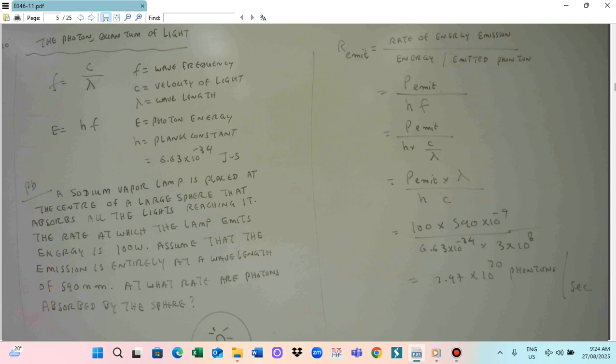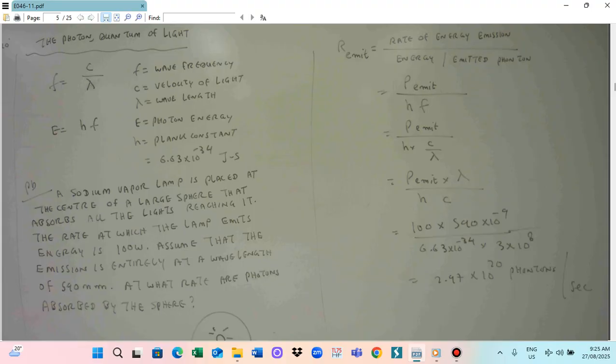So the emitted power is, as we already know, 100 watts. So this is 100 multiplied by lambda, the wavelength, so 590 nanometers, 590 into 10 power minus 9. H is the Planck constant, 6.63 into 10 power minus 34, and c is the light velocity, 3 into 10 power 8. So by solving this, there will be 2.97 into 10 power 20 photons per second. So this is how we can calculate the power equations.